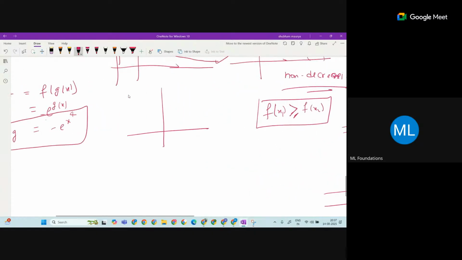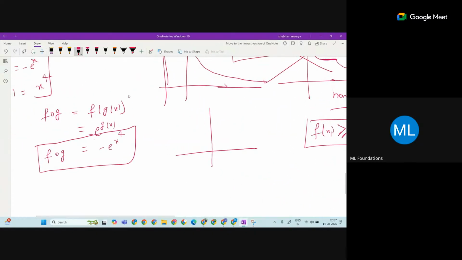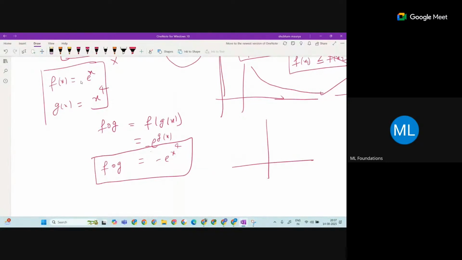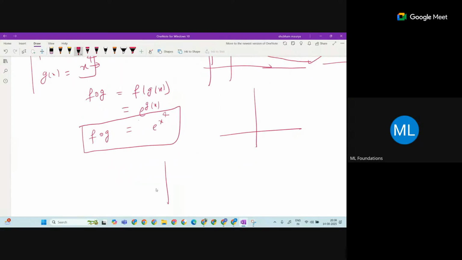So here I'm taking an example where your function is either exactly increasing or maybe of this form. I'm taking this function and taking the composition. We know e power x is an increasing function, and also e power x is a convex function. Not only increasing, it is both.